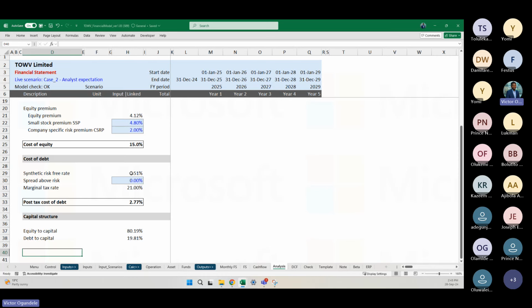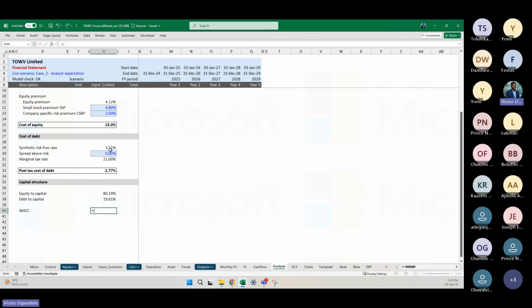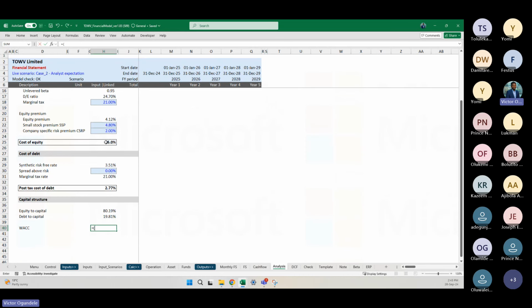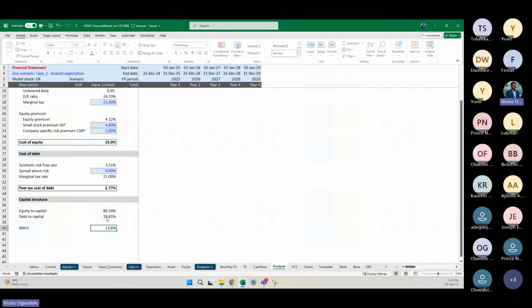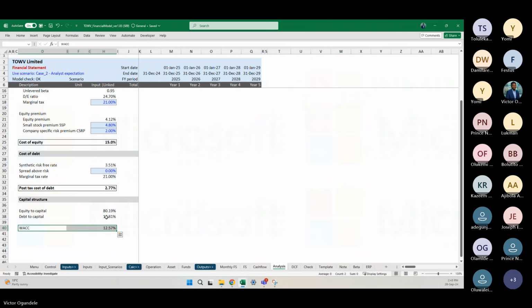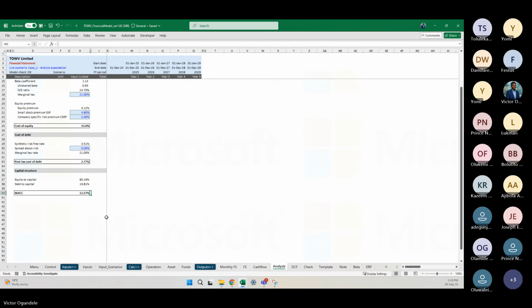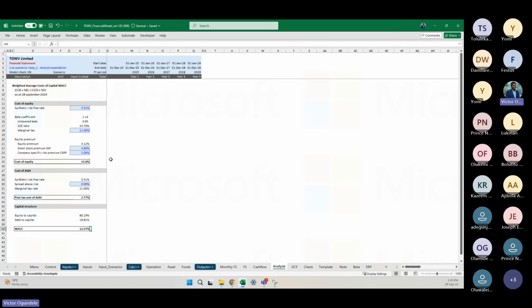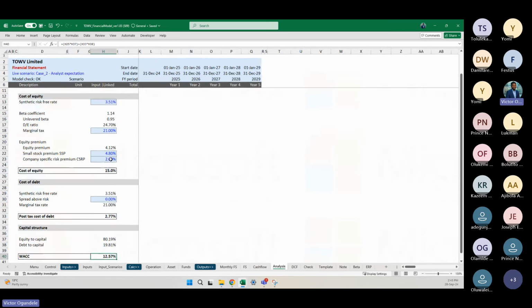Now we can calculate our WACC. Our WACC will then be equal to, remember the initial formula, my cost of equity multiplied by my equity to capital, close the bracket, plus, open another bracket, my post-tax cost of debt multiplied by my debt to capital, close the bracket, and we have our WACC at 12.57. 12.57. Okay, so let me zoom out for us to see.